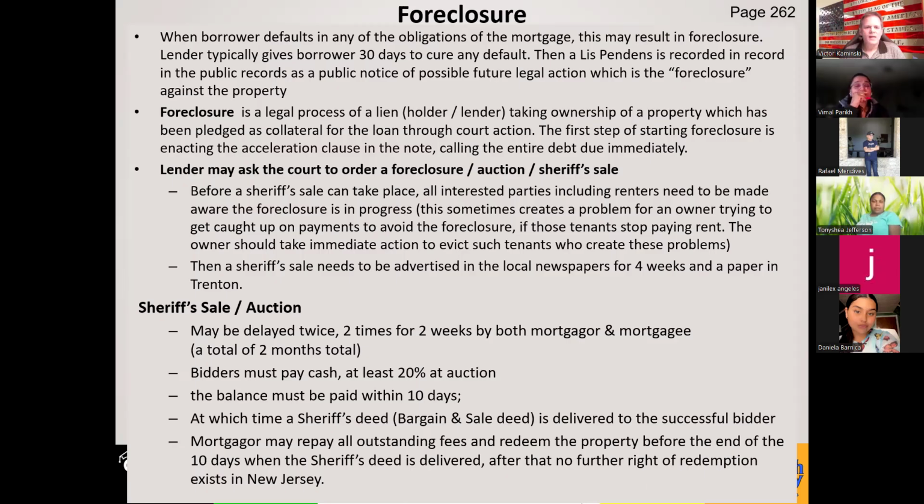Yeah, I got it. So how does the sheriff's sale, that auction, how does that work? The person who's getting foreclosed on could delay that sheriff's sale twice, 2 weeks each, for a maximum of a month. And then they could also ask their lender, the mortgagee, to delay it 2 times, 2 weeks each time, for a month. So 2 months total.